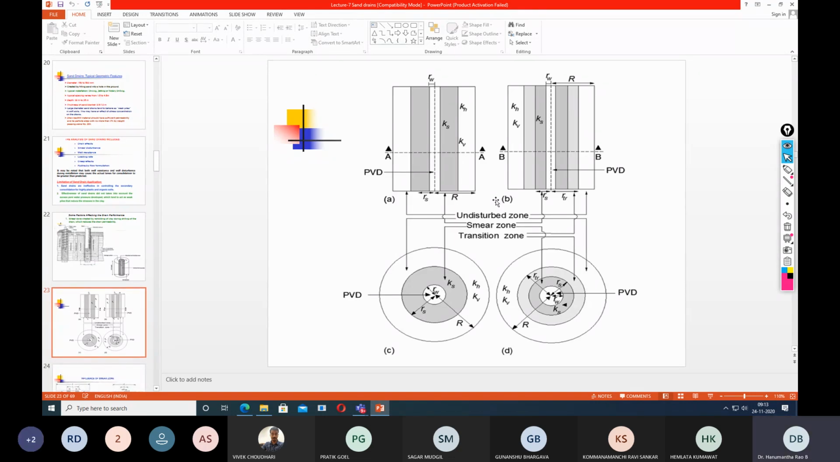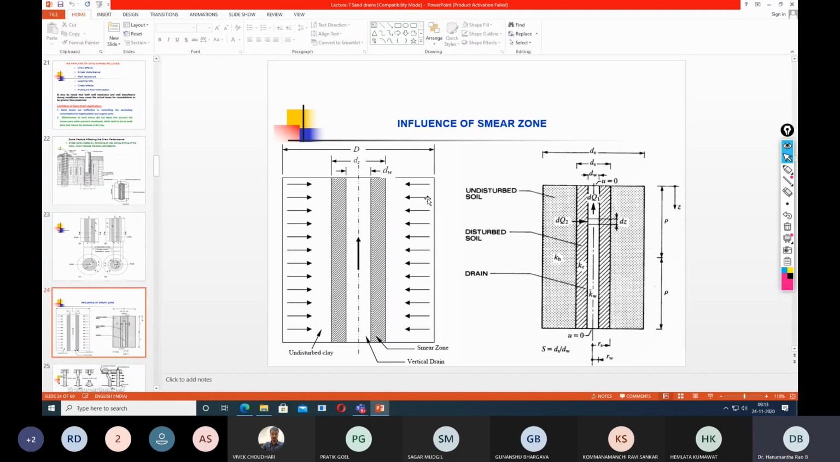This picture gives further details. RW is the radius of the well, KS is the permeability of the smear zone, and KH and KV are the permeability in the horizontal and vertical direction of the original clay. These are cross-sectional diagrams and the plan view, to understand the differences between the disturbed zone and undisturbed zone. This is further elaboration. Both are the same.